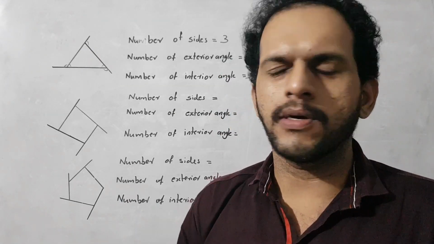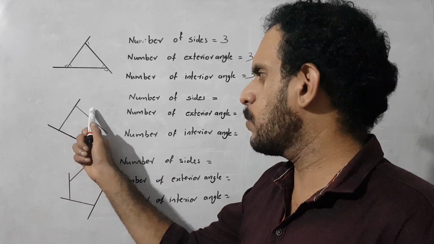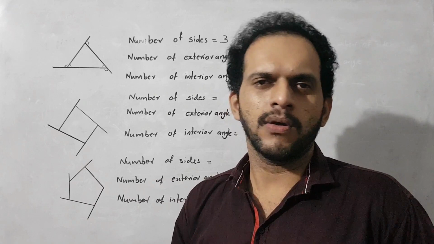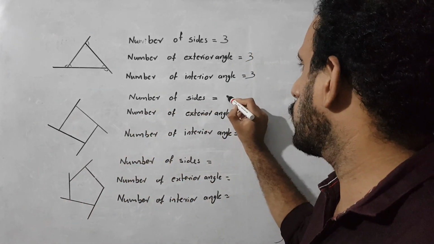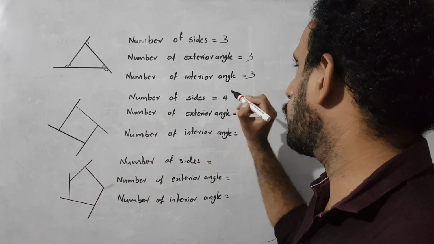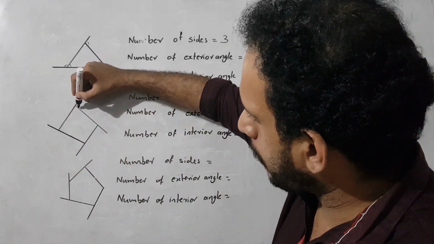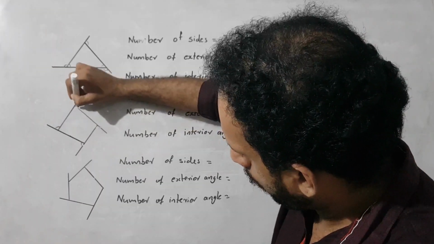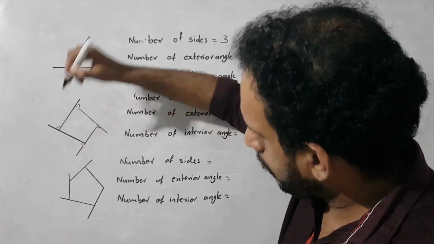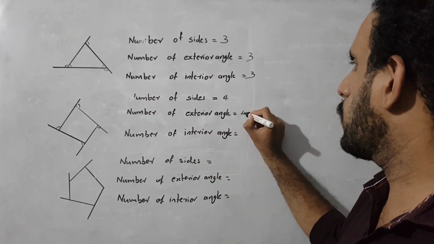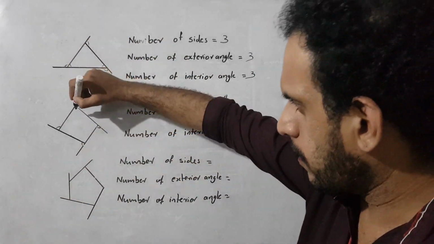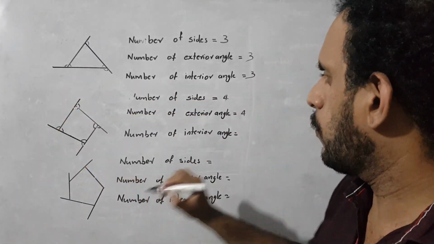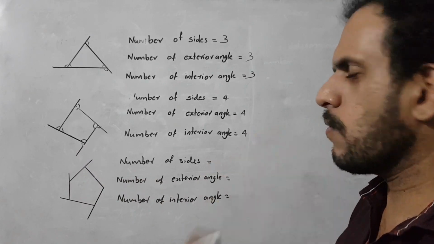So we go to the next figure. How many sides? 1, 2, 3, 4. A four-sided figure is a quadrilateral. The number of sides is equal to 4. How many exterior angles? 1, 2, 3, 4. The number of exterior angles is equal to 4. The interior angles are 1, 2, 3, 4, so the number of interior angles is also 4.